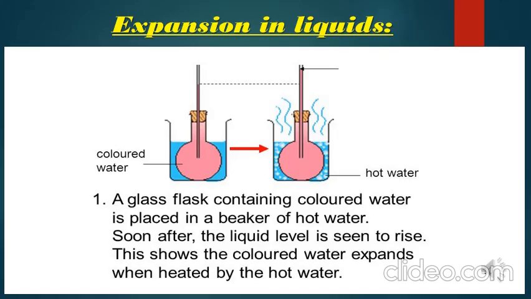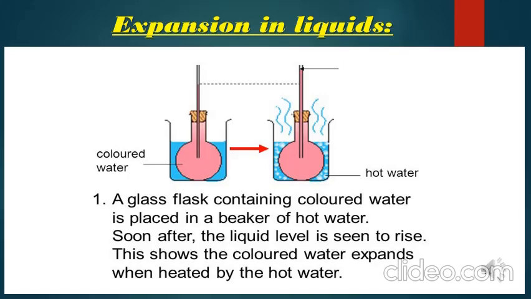Now look at the dotted line, next on the right side, the level of water rises up to the arrow. Why is it so? Why does the level of water rise? Because now the water in the flask has expanded, because you provided heat through the hot water. Is it clear?